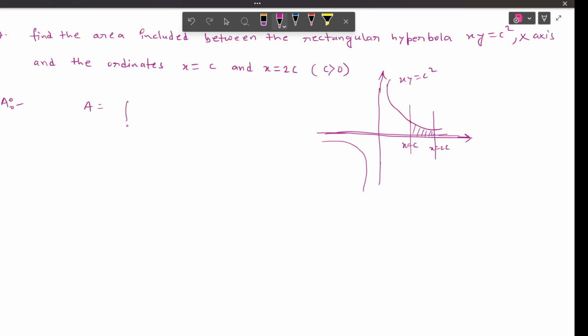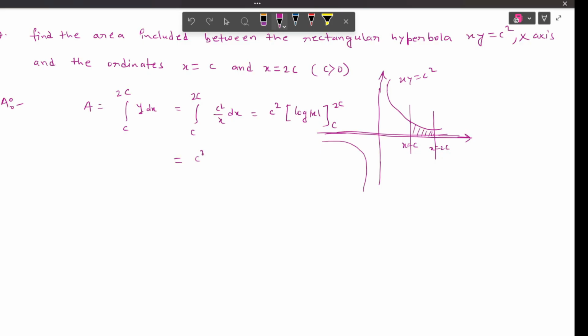So this would be integration from c to 2c of y dx, and y is c square by x. So this would be integral from c to 2c of c square by x dx. This would be c square, and integration of 1 by x is log of x, and always keep mod because log of negative is undefined. C to 2c.